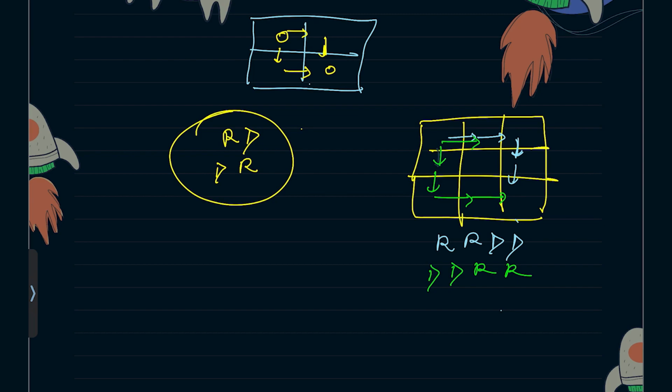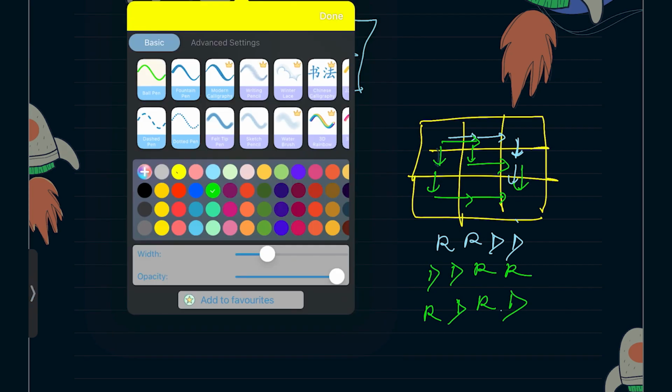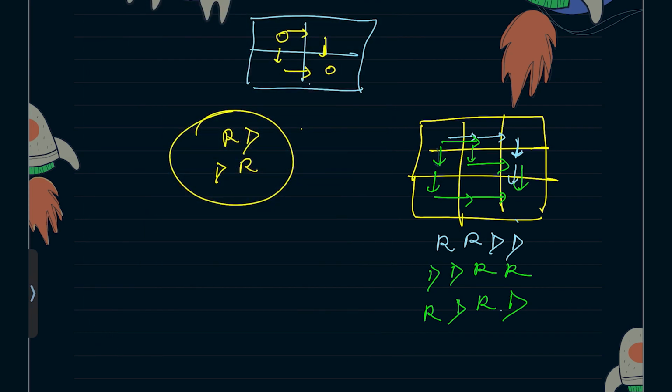Then I would have one more path. That is, I would move to right, then I would move down, and then I can again move to right, and then again move down. If you observe, if you include the source and the destination, it would be absolutely the same one. That is, from source to destination, down and right, down and right, down and right.